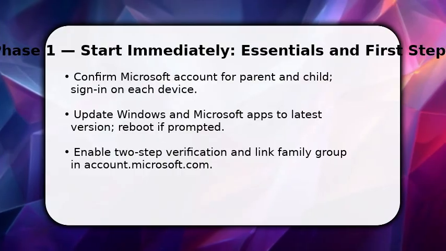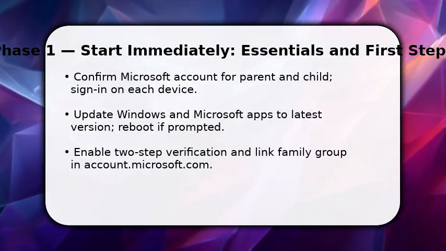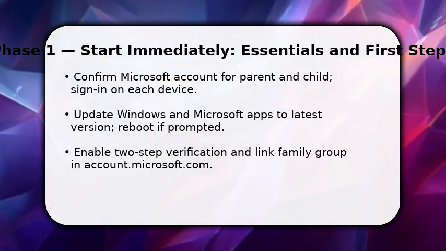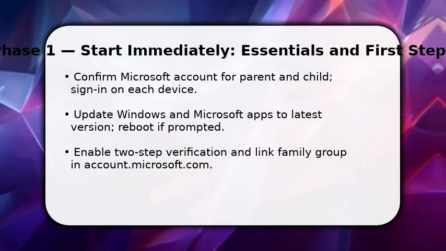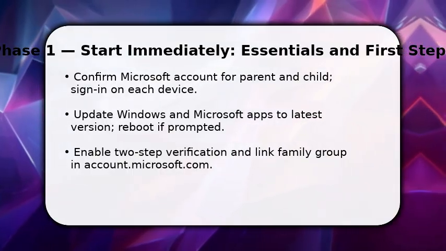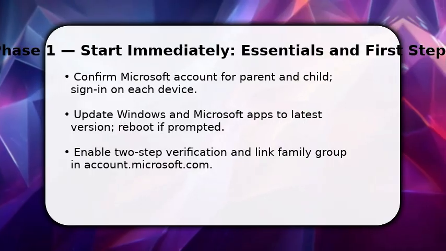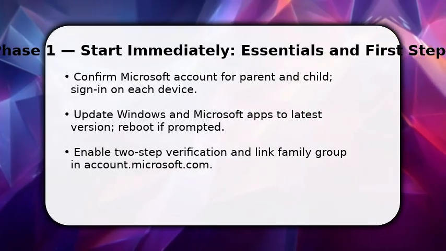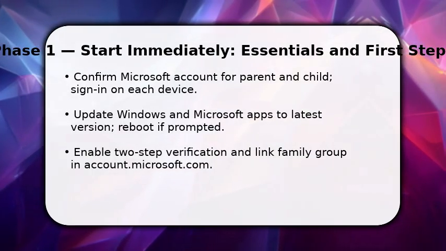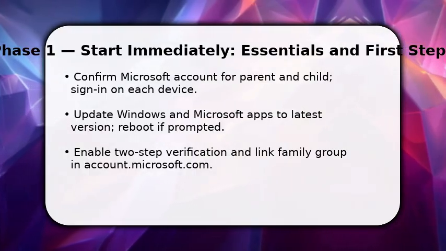You start by getting accounts and devices ready. Sign in as the parent on account.Microsoft. Then add the child account to your family group so permissions sync. Make sure Windows and Microsoft apps are updated. Updates often fix permission bugs, then reboot devices to apply changes.